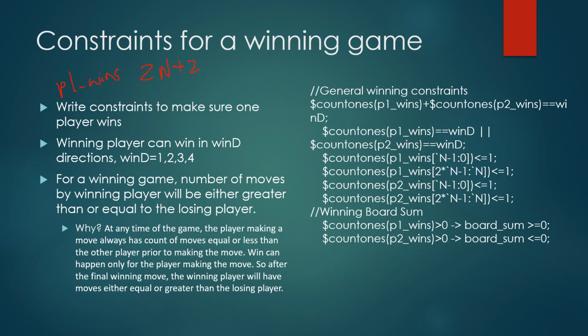In this slide, I'm showing a subset of the constraints that we wrote in the real solution. There are some additional constraints for the 3D and 4D winning cases to constrain the intersection point that I explained earlier. But this is how the overall constraints of the winning game would look.